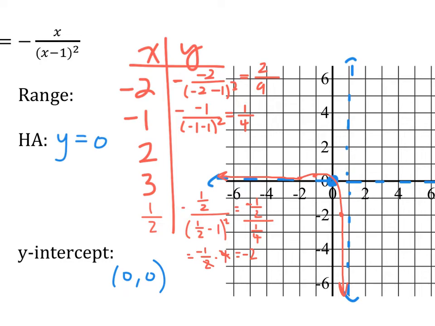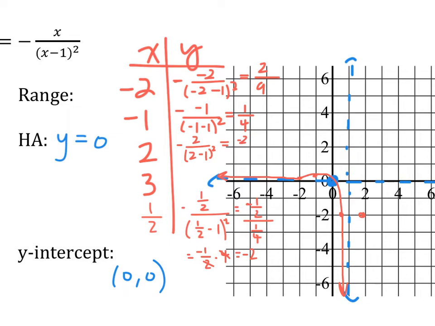Alright, let's check to see what's on the right hand side of the vertical asymptote, because like I said before, vertical asymptote is going to be a real distinct, like a wall, like nothing crosses that. So let's try this one. 2. That's going to be -2 over 2 minus 1 squared. So that's going to be -2 over 1 squared, which is negative 2. Okay, so at 2, it's negative 2.